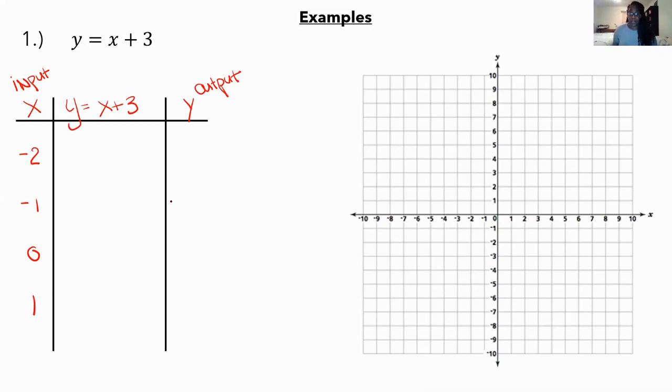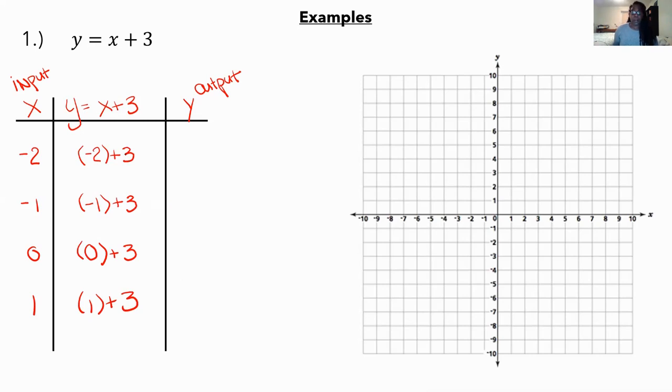So what I'm going to do, I am going to substitute this -2 in for the x. So I got -2 plus 3, okay? I'm going to substitute for the next one, the -1 for the x. So I got -1 plus 3. Hopefully you're seeing what I'm doing. All I'm doing is replacing the x with these values. All right? So the answer to this is going to go into the y column. It'll be my output. So I have -2 plus 3.